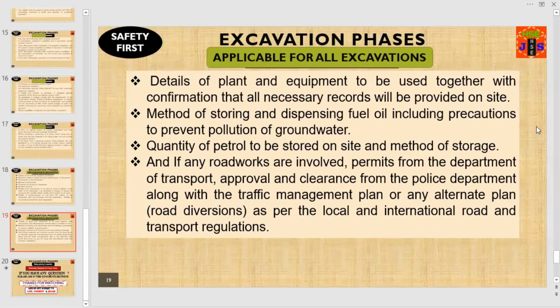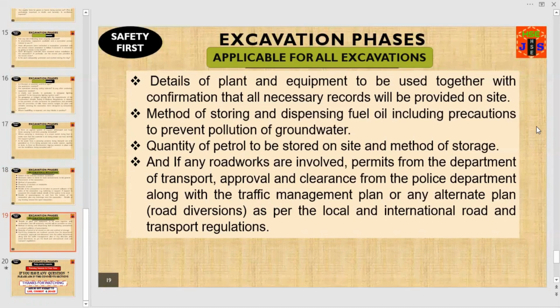Point number nine, details of plant and equipment to be used, together with the confirmation that all necessary records will be provided on site. Point number 10, method of storing and dispensing fuel oil, including precautions to prevent pollution of groundwater. Point number 11, quantity of petrol to be stored on site and the method of storage.